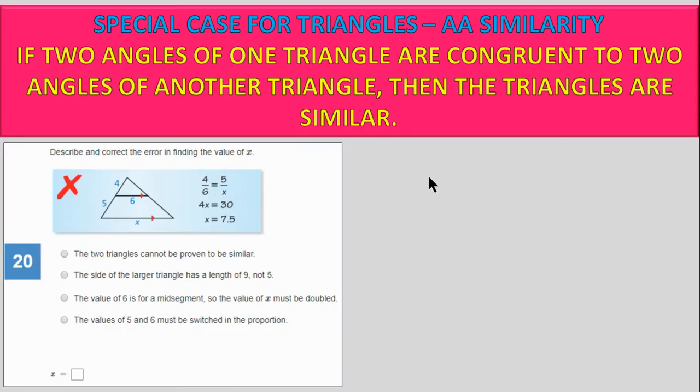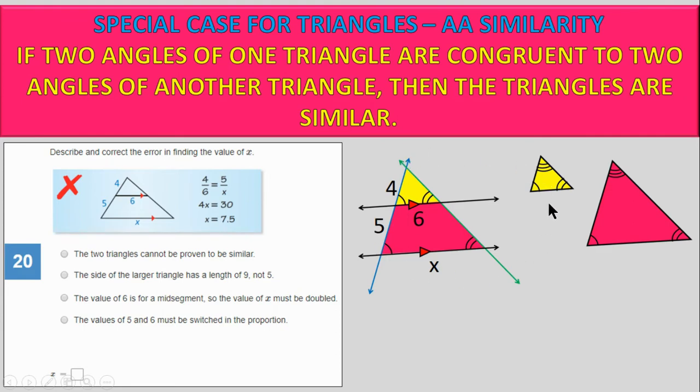All right, make sure to do these 3 examples with me on the video. So on number 20, we have triangles that look like this. The difference is now we have side lengths. So when I draw the triangles so they are not overlapping, the yellow triangle has sides 4 and 6, and the pink triangle has sides 5 and x. But I've already made a mistake. The pink triangle doesn't actually have a side that's 5. If you look at the pink triangle, the side is actually 4 plus 5, or 9.